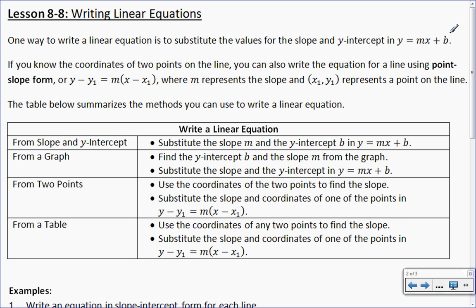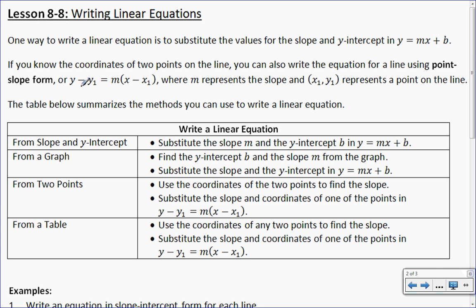If you know the coordinates of 2 points on the line, you could also write the equation for the line using what we call point-slope form, or y minus y1 equals m times x minus x1. And this looks kind of confusing. It actually comes from the slope formula. And in this case, m represents the slope, as it does in slope-intercept form, and x1, y1 represents a point on the line. So here's the x-coordinate of that point, and here's the y-coordinate. And this will probably make a little more sense when we do an example that's in this form.